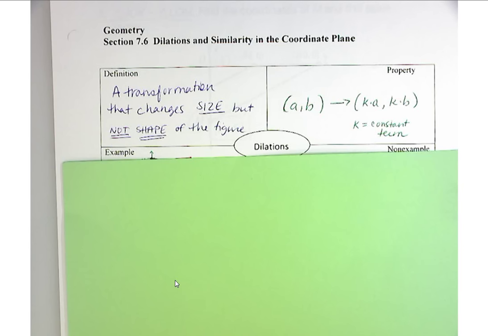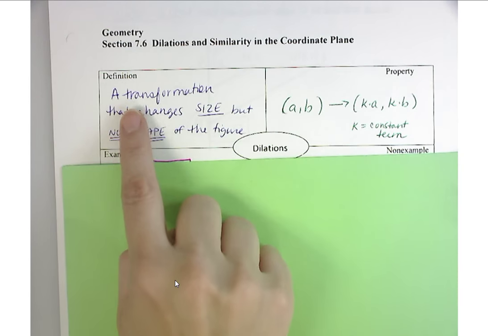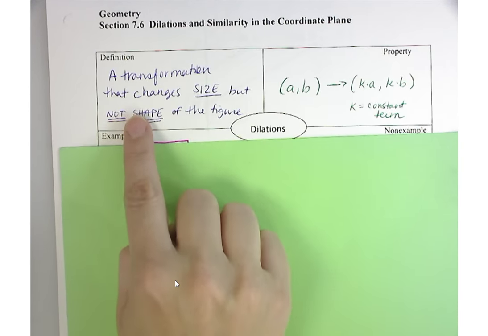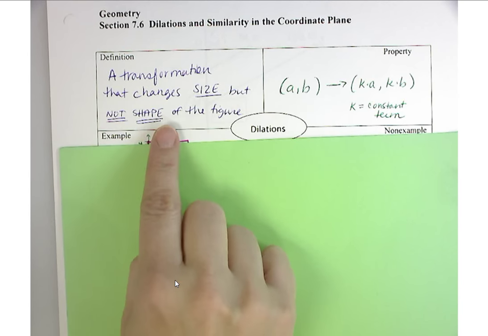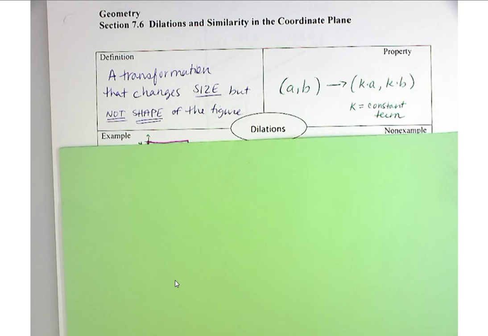Dilations and similarities in a coordinate plane. So dilation is our word. The definition is it's a transformation that changes the size, but it does not change the shape. So the shape is the same, but the size is different. Which we know if two items are the same shape, even if they're not the same size, those are going to be similar figures.